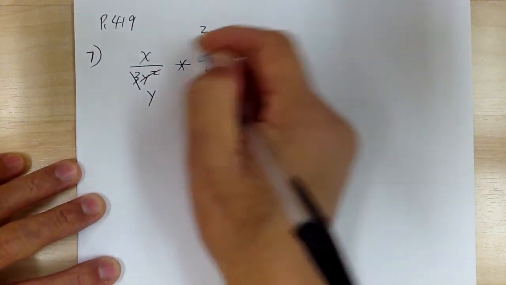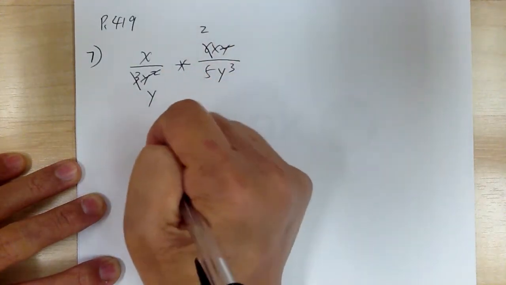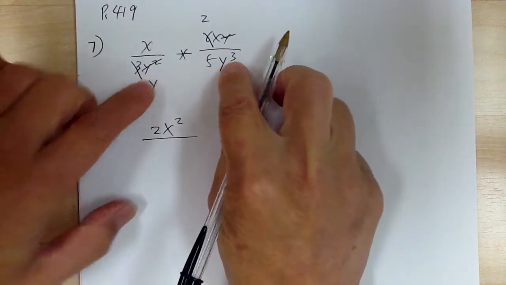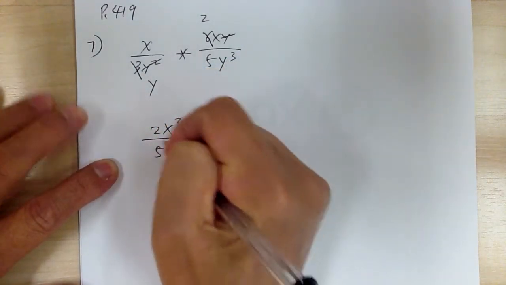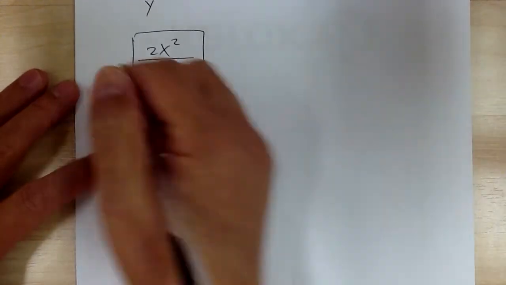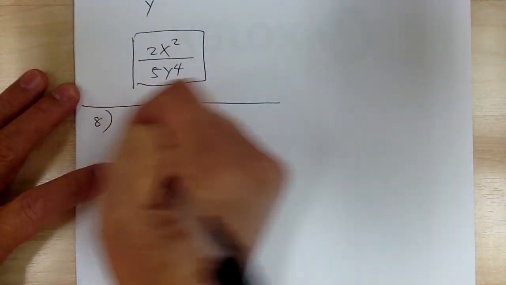After that, you put it all together. The leftover would be 2x squared on the top. On the bottom, you're going to get 5y to the 4. And that's it. It's very simple to simplify. So let's go to number 8.